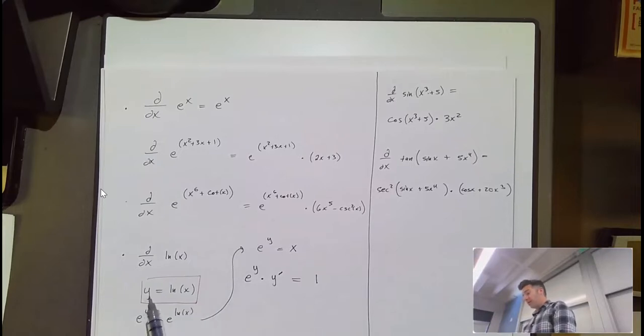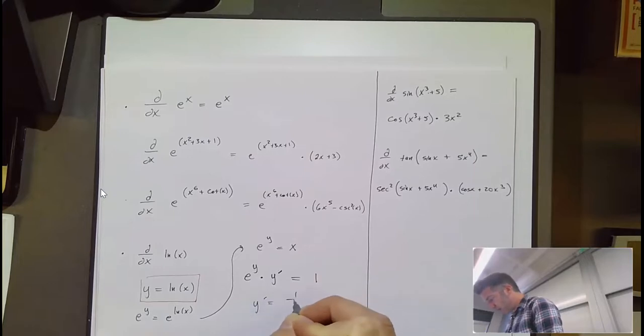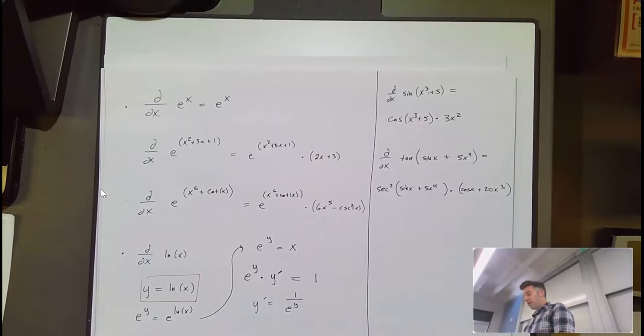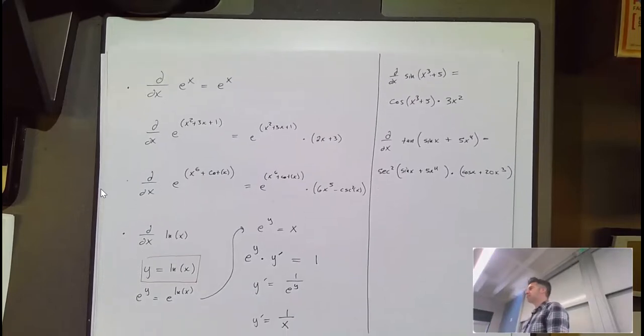We have y equals natural log of x, and we want to find the derivative of the natural log of x. So we're going to solve for y prime. Y prime is going to be 1 over e to the y. But then we know that e to the y is equal to x. So y prime is 1 over x. Kind of cool. Oops, you guys want to see that? So there's one way you can show that the derivative of the natural log of x is 1 over x.